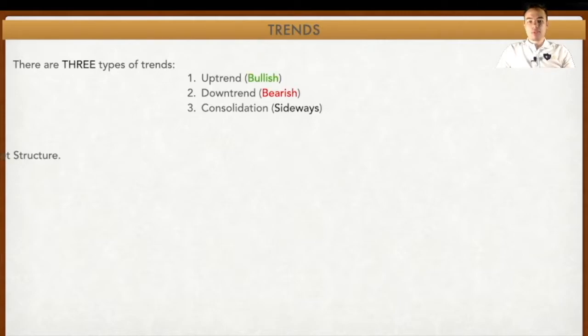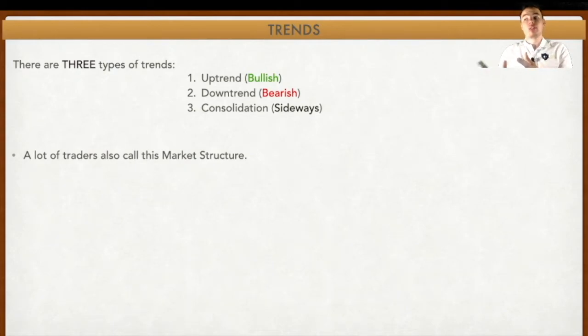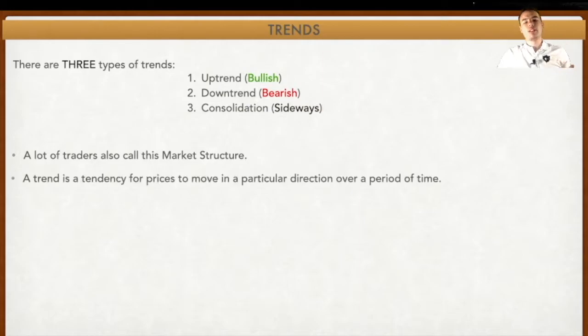Like I said, three main trends: uptrend, downtrend, consolidation. A lot of traders also call it market structure, so a trend market structure. A trend is a tendency for price to move in a particular direction over a certain period of time. That direction would either be bullish, bearish, or it would just consolidate.